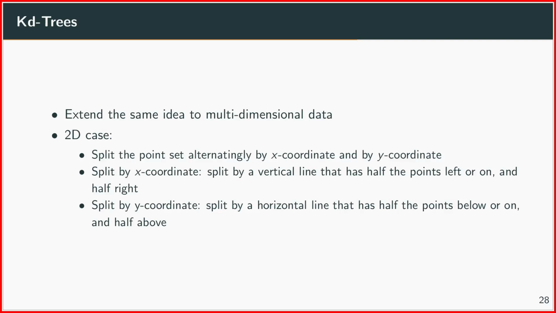OK, and the same idea of this balanced search tree can also be extended to multidimensional data. So for example, for the 2D case, we usually use something which is called a KD tree. And the idea for the 2D case is that you split your point set alternatively by the x coordinate and by the y coordinate. Splitting by x coordinate basically means that you split by a vertical line, so that half of the points are left or on this line and half of the points are to the right. And splitting by y coordinate means that you have a horizontal line and you split the points half below or on it and half above it.